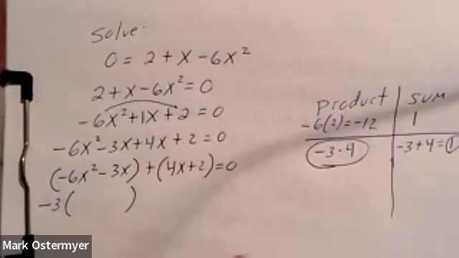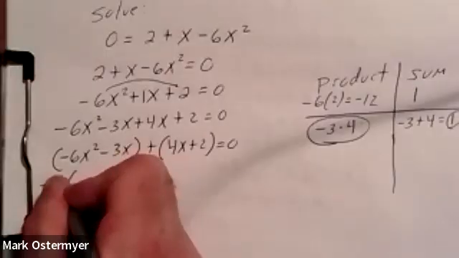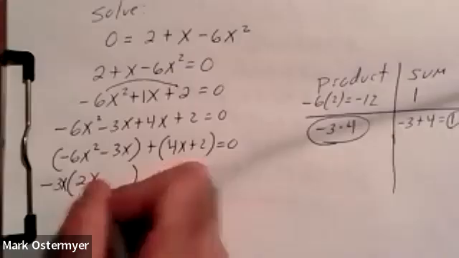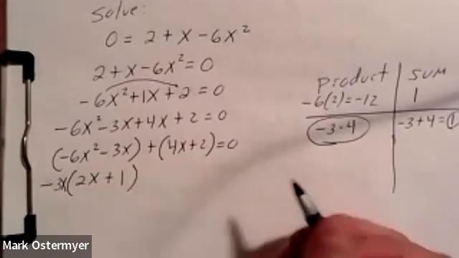What am I going to leave behind? Can you factor an x out? Yeah, you got to factor an x out. So negative 3x. Thank you. What am I going to leave behind when I factor a negative 3x out? 2x plus 1. There we go.